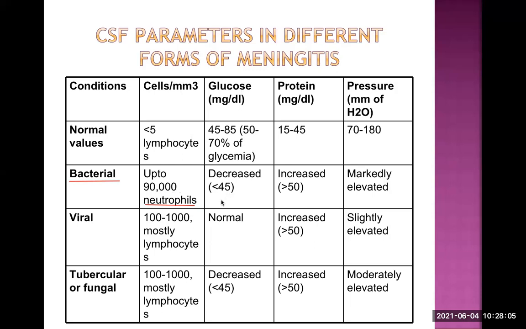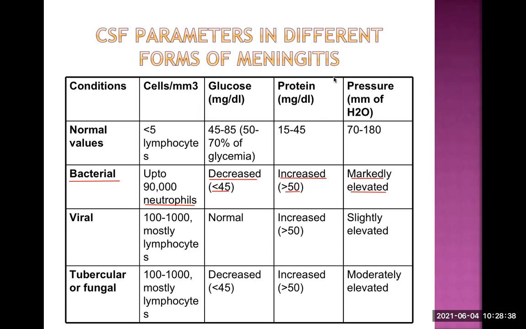If we measure the glucose, glucose is decreased here, meaning decreased to less than 2/3 of the blood sugar. In this case, it is written less than 45 because this is a low range. Protein is increased because there is exudation of the fluid. Exudate means rich in protein, so protein will be increased. And pressure is markedly elevated. So these are the hallmarks of bacterial meningitis.